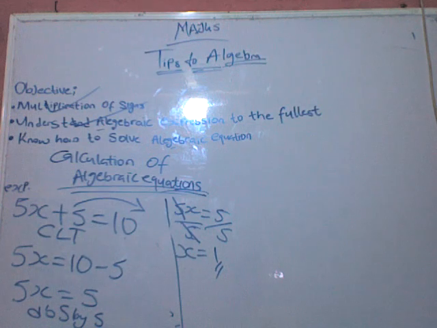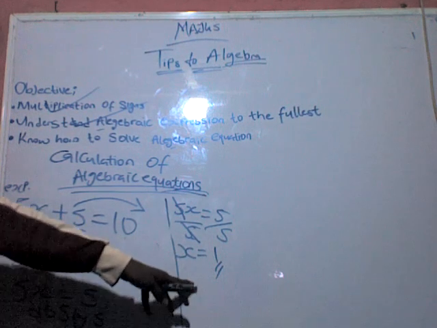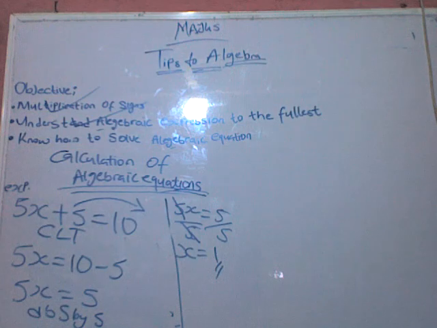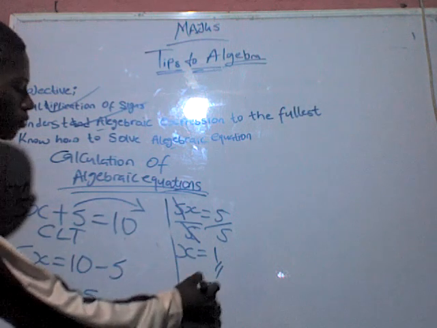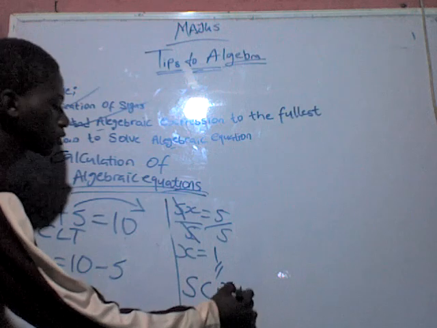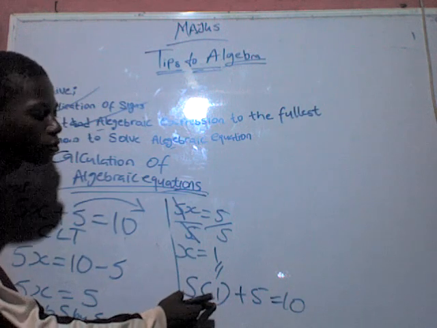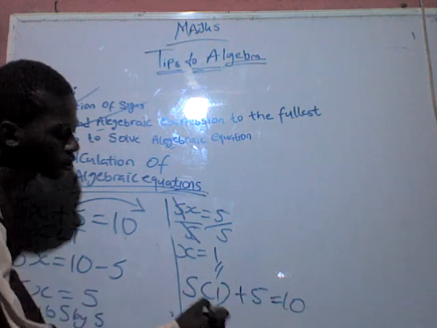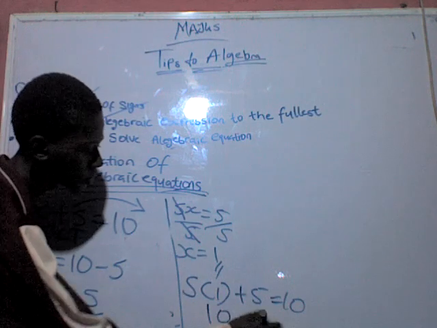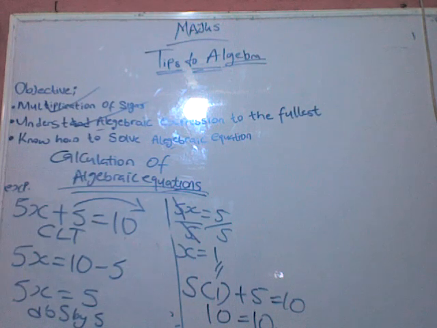So now let's check whether our answer is really correct. By plugging in this 1 into this x, so we have 1 times 5 plus 5. 5 times 1 is 5, and 5 plus 5 is 10, then 10 equals what? 10, showing us that we are correct.